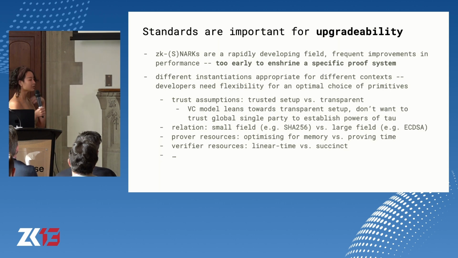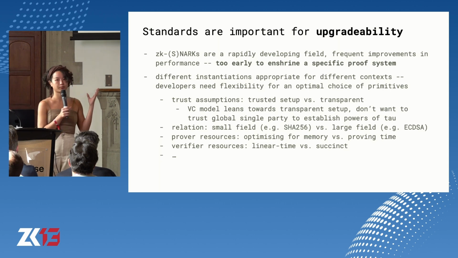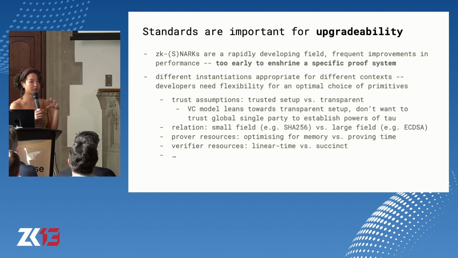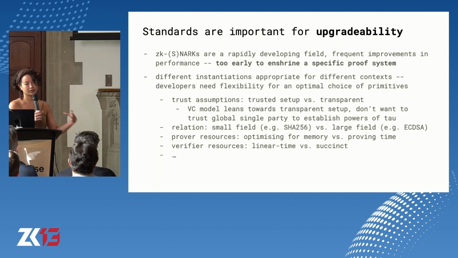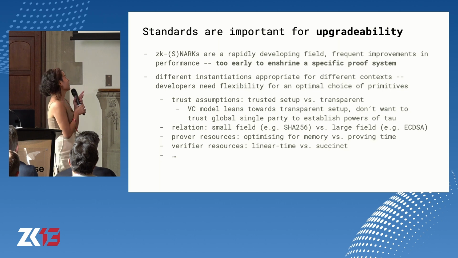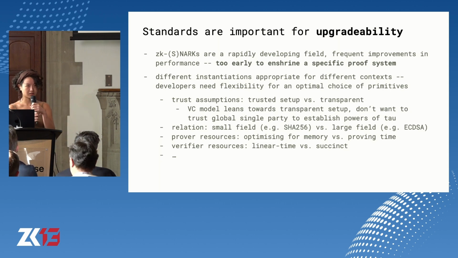And furthermore, in different deployment contexts, we need different parameters. We can relax security requirements in certain contexts. We can have bigger proofs in certain contexts, and so on. So standards at a sufficiently high level allow for this upgradability. Also, I invite any questions and comments at any point in this talk.